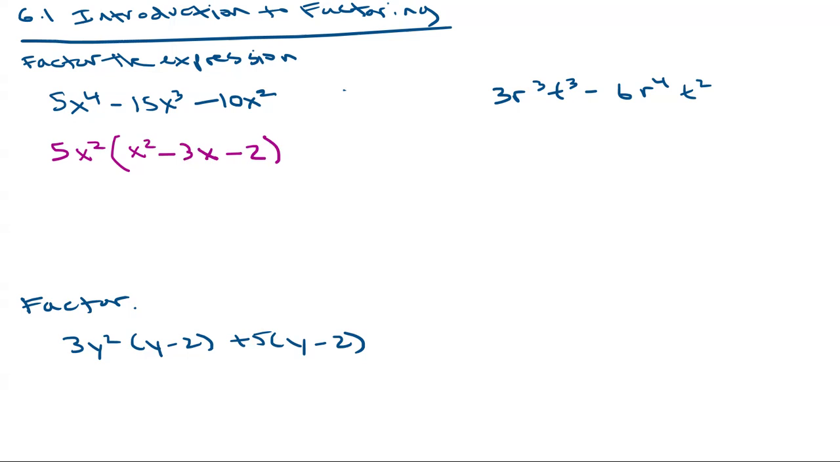So 5x squared times x squared is going to give us 5x to the fourth. 5x squared times -3x is going to give us -15x to the third. And 5x squared times minus 2 is going to give us -10x squared. Okay? So if they ask for the greatest common factor, then this would be our greatest common factor. If they just said factor the expression, then this is what we have.